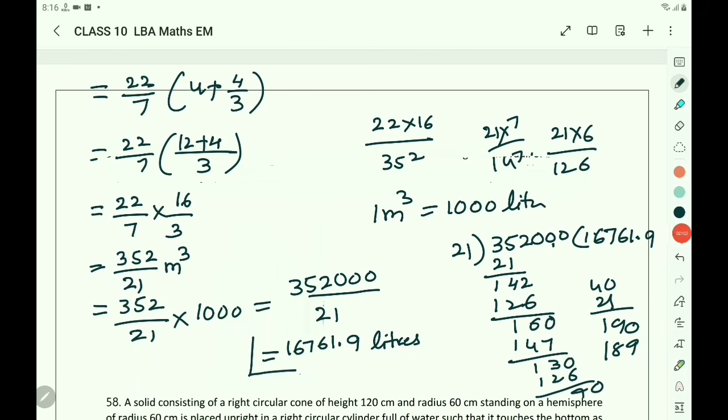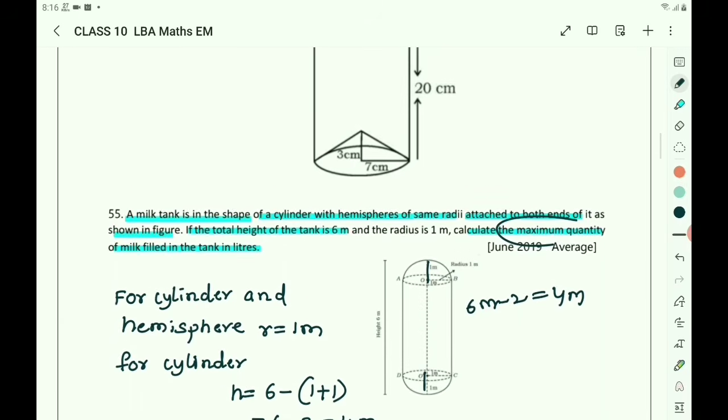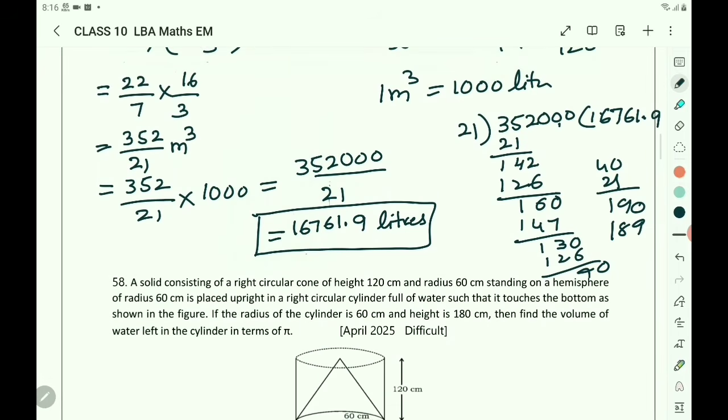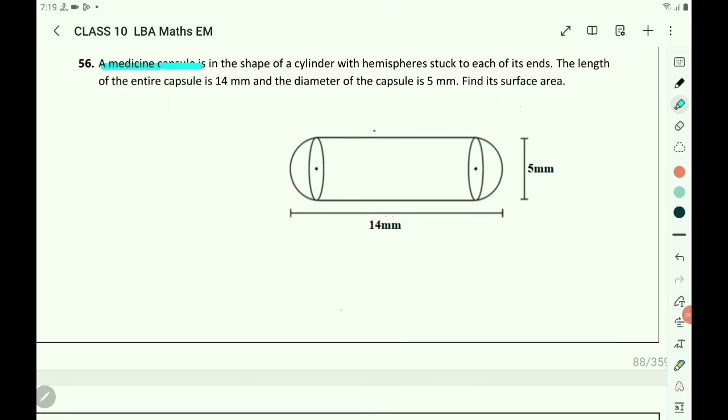Then how much quantity of milk holds in the tank? 16,761.9 liters, approximately 16,762 liters. That is the capacity of the tank. Maximum quantity of milk filled in the tank in liters is 16,761.9 liters. A medicine capsule is in the shape of a cylinder with a hemisphere stuck to each of its ends.